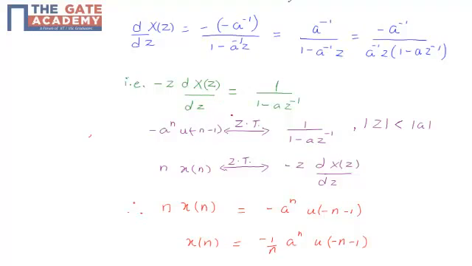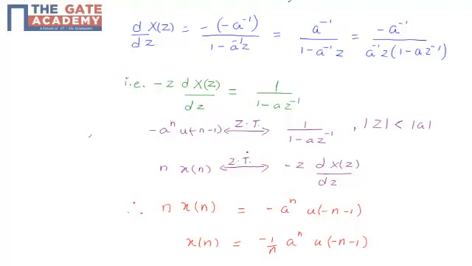So that is nothing but, if we compare the standard formulas, that is, if minus a raised to n u of minus n minus 1, its z transform is 1 divided by 1 minus a z inverse for mod of z less than mod of a. Next, again we have another pair, that is n times x of n, its z transform is minus z times dX(z) by dz.